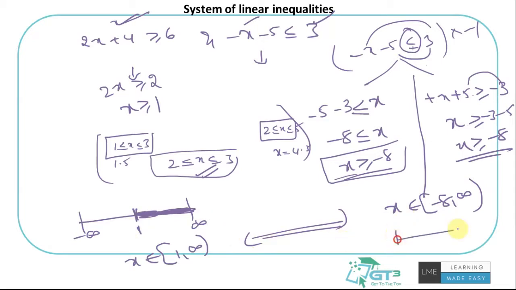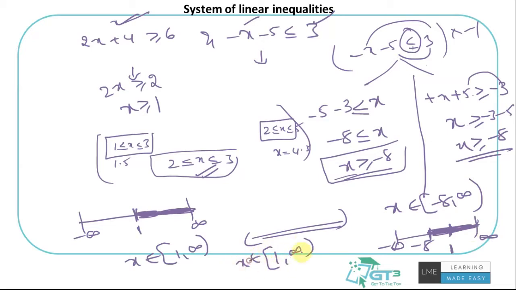So this one looks like this, right? Minus infinity to infinity, and minus 8 comes here, let's say. This is all accepted. And where would 1 come? 1 would come somewhere here. So 1 to infinity is accepted for the first one, whereas for the second one, minus 8 to infinity includes 1 to infinity. So the answer is 1 to infinity.